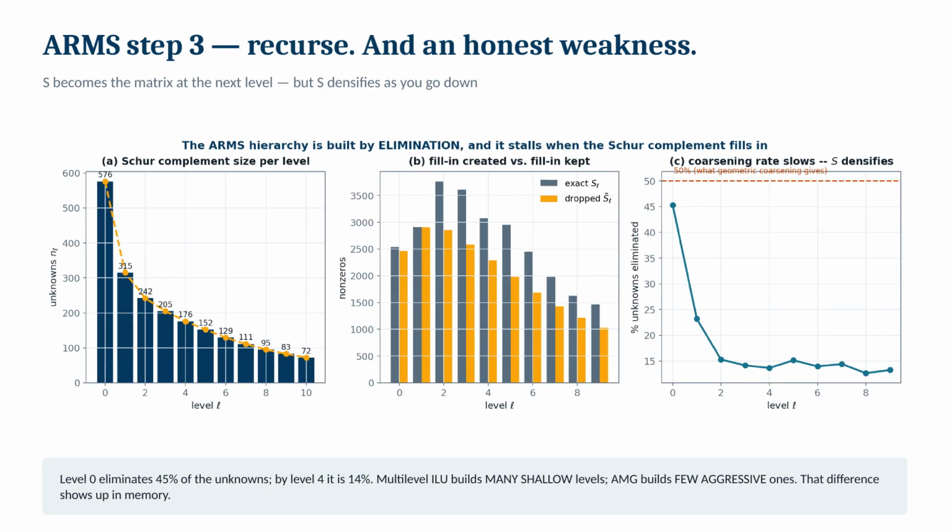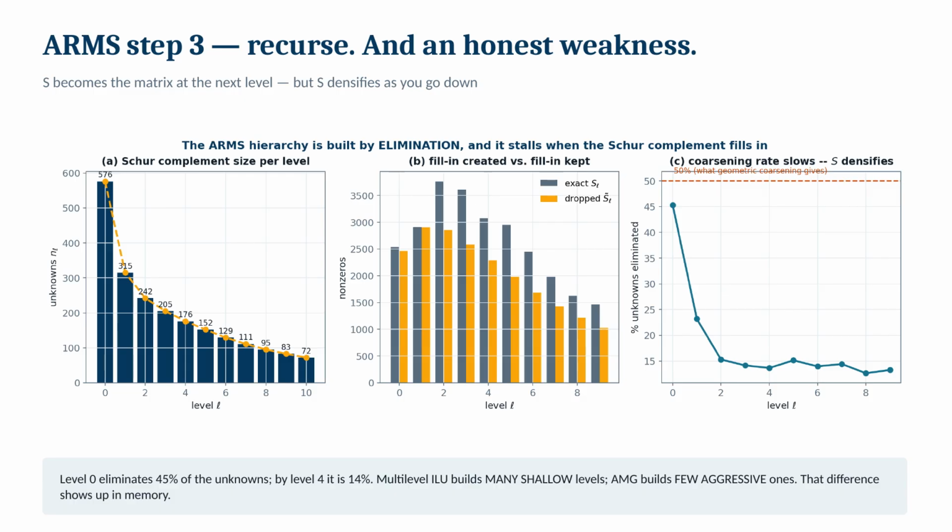Step 3. Recurse. S becomes the matrix at the next level. Panel A, the sizes: 576, 315, 242, 205. And here's an honest weakness of the method. The first level eliminates 45% of the unknowns. By level 4 it's down to 14%.